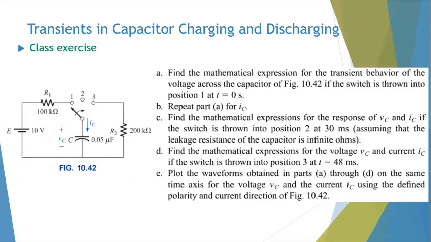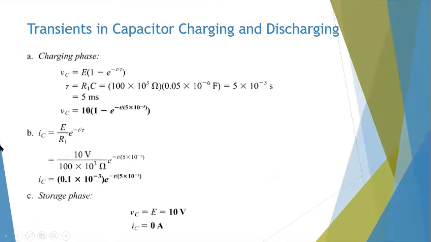Now you can apply the expressions we've just looked at for VC, IC, and VR to write the expressions and sketch the graphs. That's what is described in detail here. This is what we said for the storage phase, the charging phase, with time constant 5 milliseconds. This is the expression for VC. This is the expression for IC, the charging current. We found that the maximum value is 10 over 100K, so it's 0.1 milliampere, and then there's a decaying function.